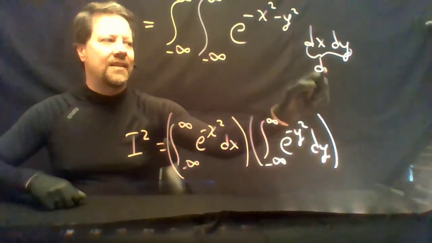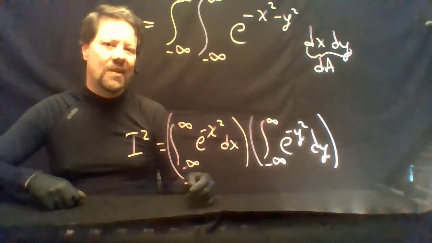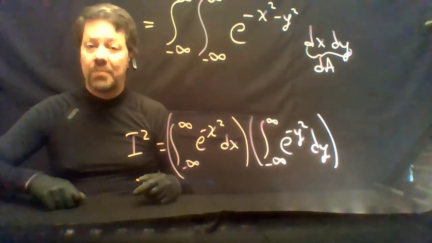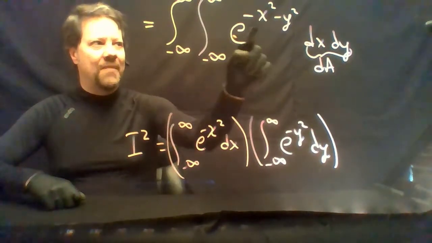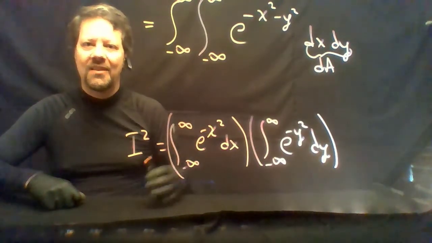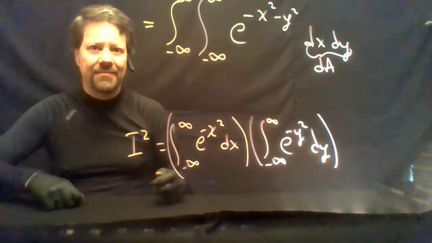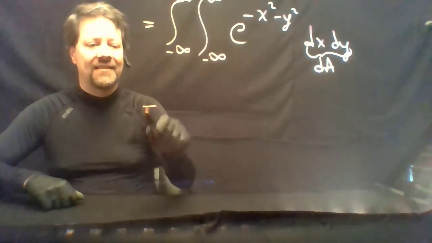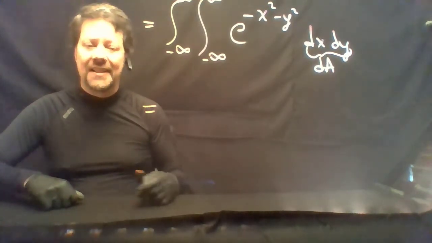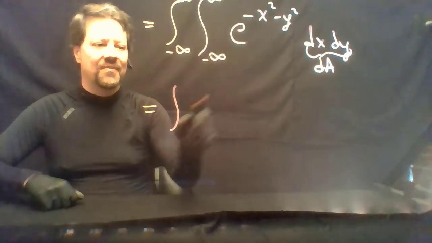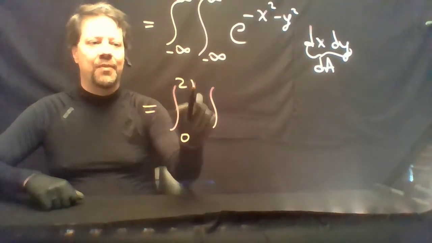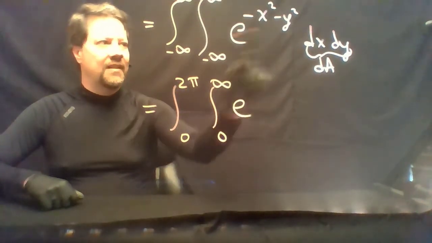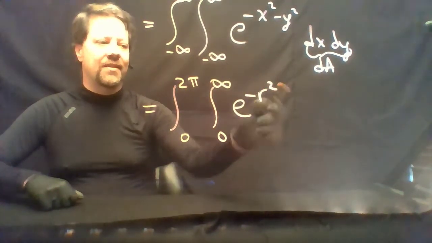And dx dy is the element of area in rectangular coordinates. I should probably switch, though, to polar coordinates, given the minus x squared minus y squared, which I can simplify to minus r squared. As you can see, I'm integrating over the entire xy plane. How do I integrate over the entire plane in polar coordinates? Theta will go from 0 to 2 pi. The radius will go from 0 to infinity.